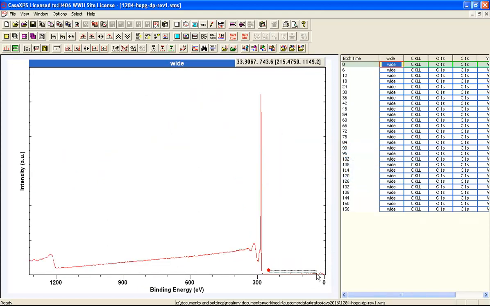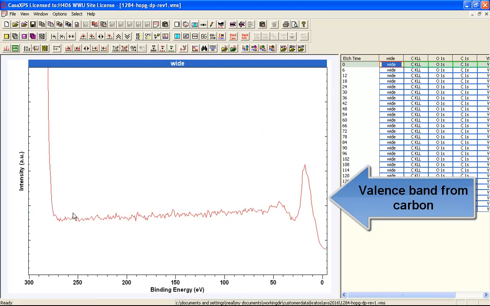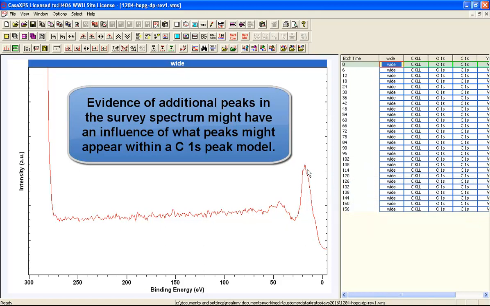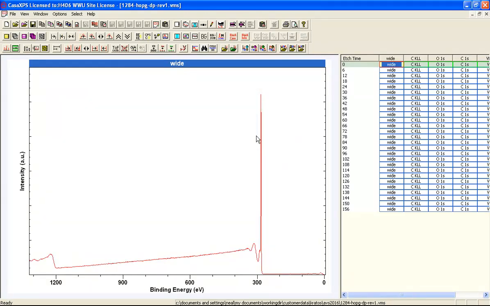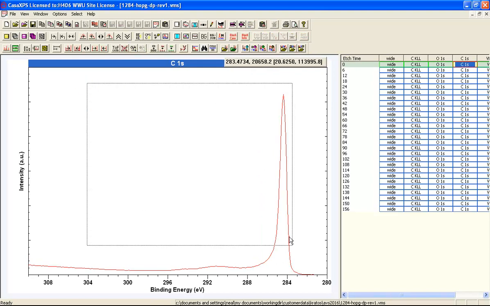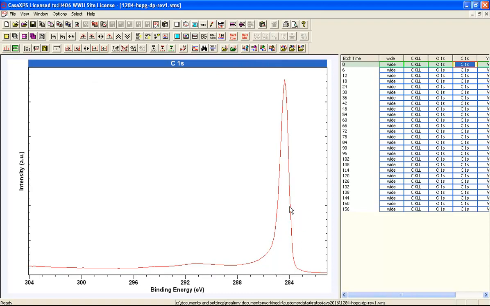On the other side, we have no additional peaks other than the valence band spectra here and a loss structure here associated with these valence band. But simply observing from the survey spectrum, you'd have to believe that the carbon 1s is all signal that derives from a pure form of graphite.